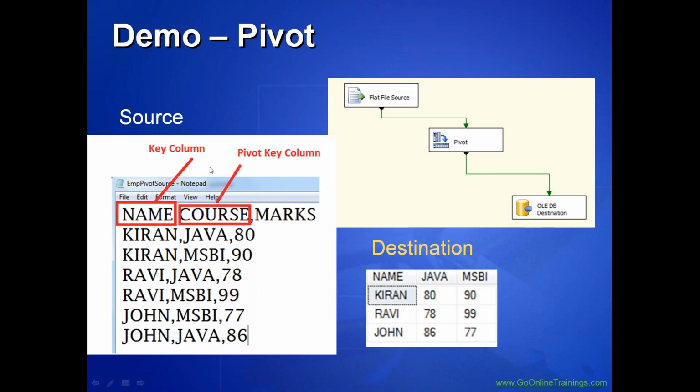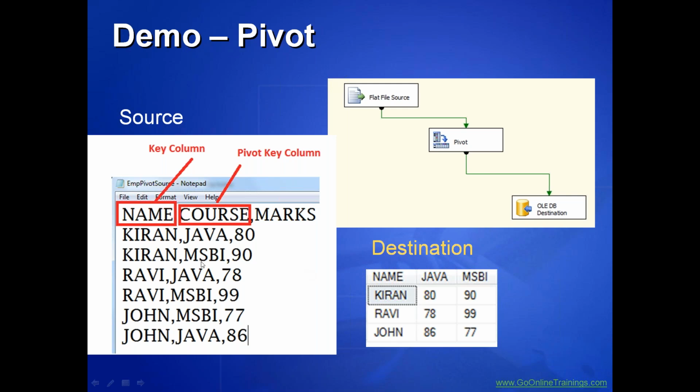I have some data here, and I wanted to convert it like this. Kiran Java, he got this much marks. Kiran MSBI, Ravi Java, Ravi MSBI, John MSBI, John, like this. I would like to create a report like this.